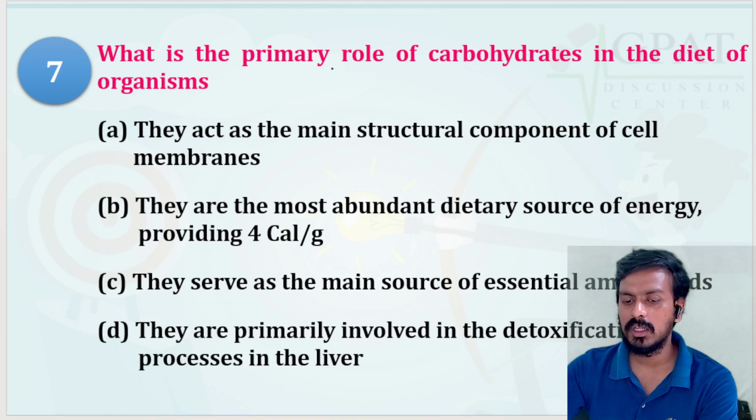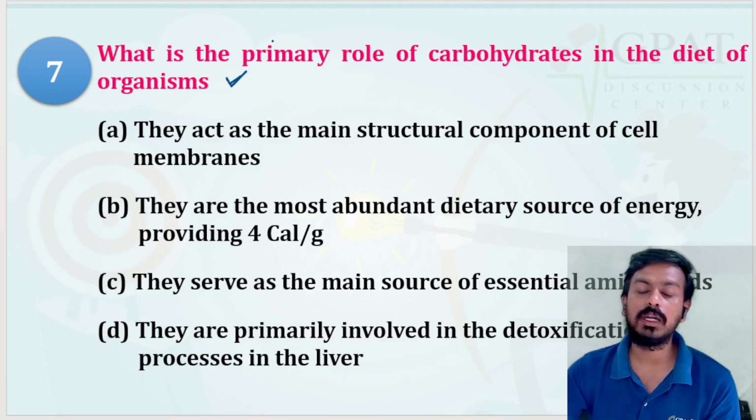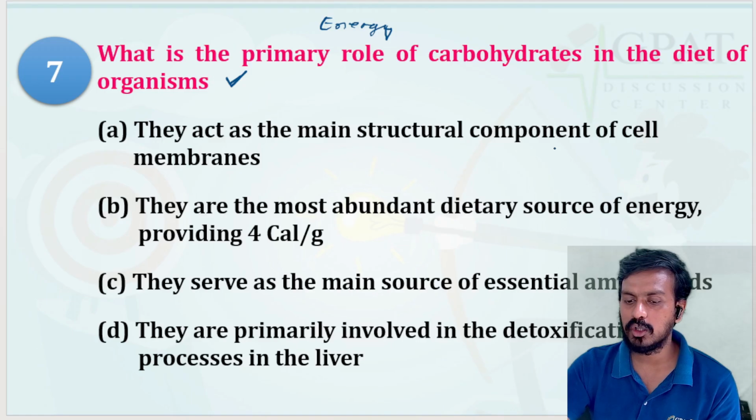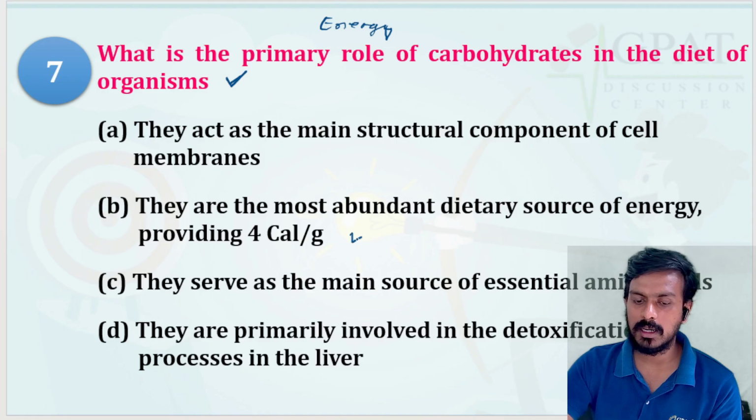Next question. What is the primary role of carbohydrate in the diet of an organism? I told you what the primary role is. It provides energy. Let's see the options. Option A: acts as the main structural component of the cell membrane. Option B: it provides the most abundant dietary source of energy, providing 4 calories per gram. Yes, absolutely correct. Option C: it serves as the main source of essential amino acids. No. Option D: primarily involved in the detoxification process of the liver. No.